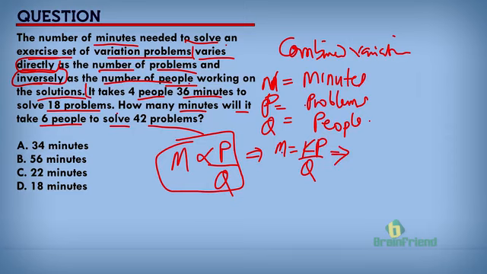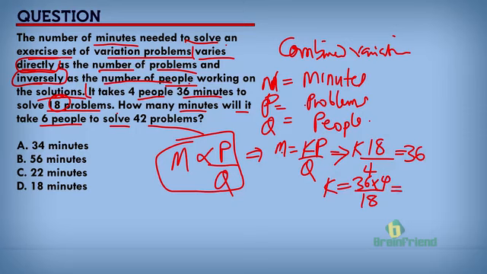The second paragraph of our question says it takes 4 people. So we have Q is 4, and 36 minutes. All of this is 36. We have K unknown. Our P, problems: 36 minutes to solve 18 problems. So P is 18. 18K all over 4 is 36. K therefore is 36 times 4 all over 18. And that gives us 8. K is 8.